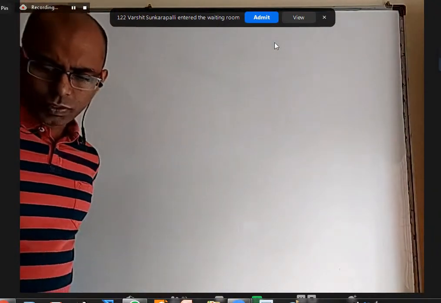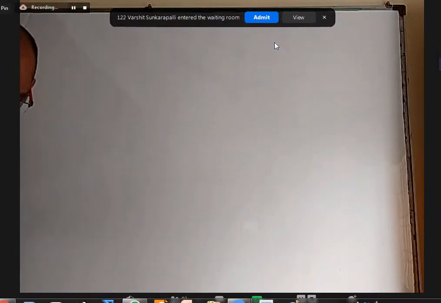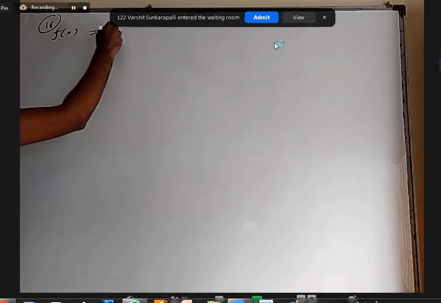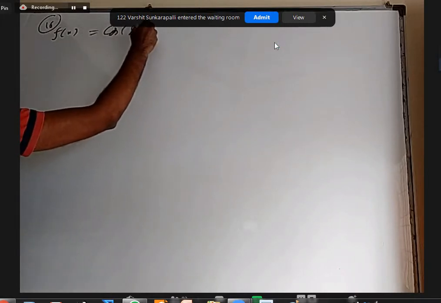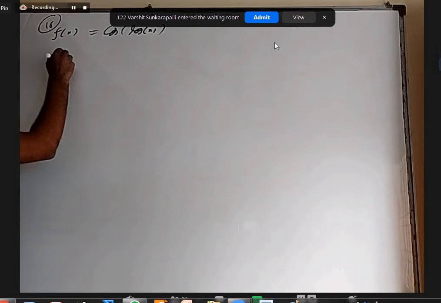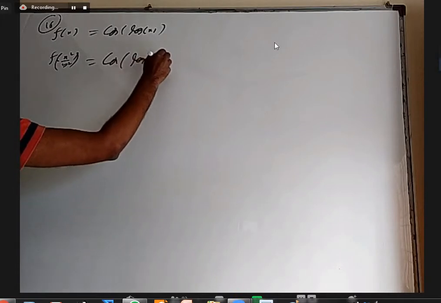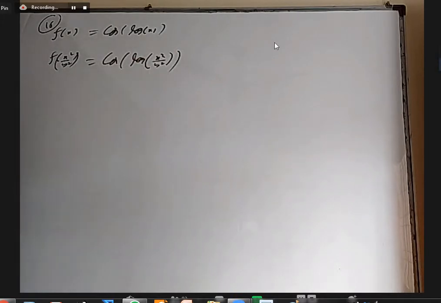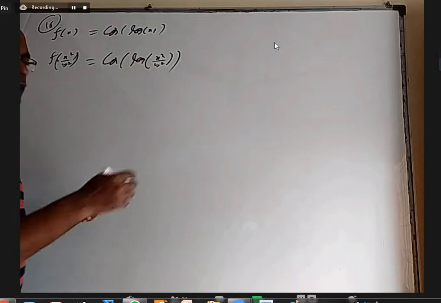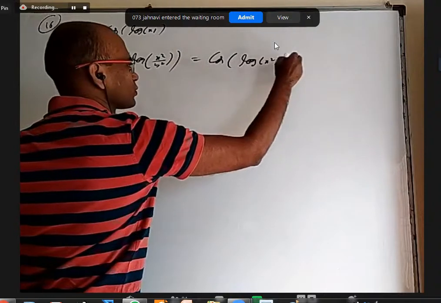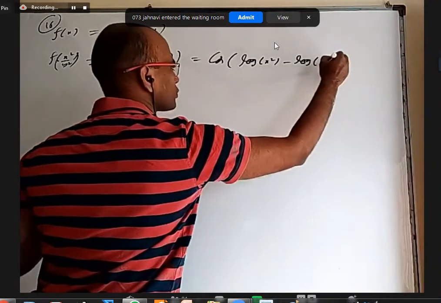F of x square by y square. Let's see what is that. F of x, they gave cos of log of x. So f of x square by y square means cos of log of x square by y square. Log a by b, I can write log a minus log b. So it will be cos of log of x square minus log of y square.